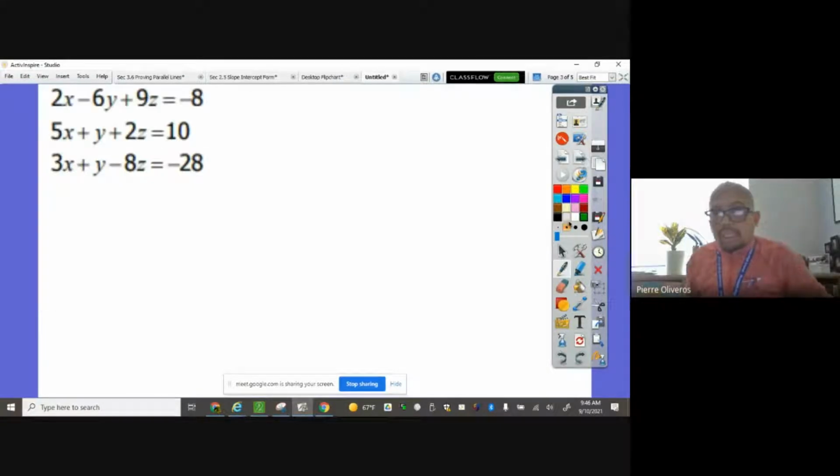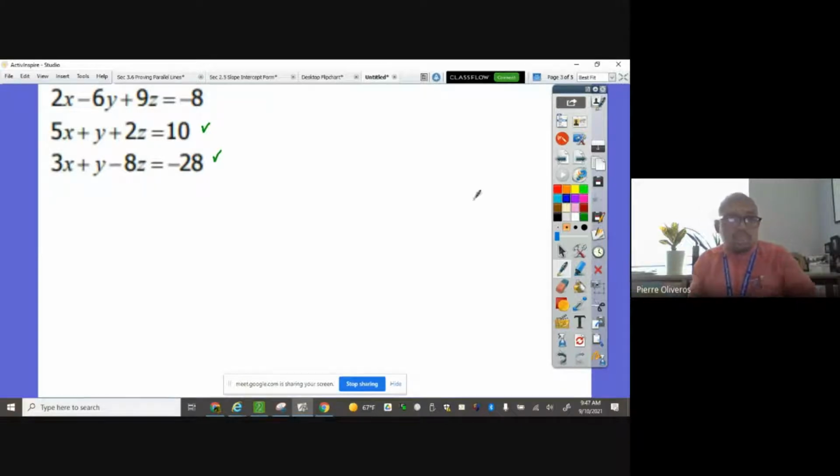So let's go ahead now to our example 1. These are our three equations. Let's analyze the problem. I have 2x minus 6y plus 9z equals negative 8. 5x plus y plus 2z equals 10. 3x plus y minus 8z equals negative 28. Look at the second and the third. I have the y by itself there, y by itself. So that will be easy for me to eliminate the letter y there.